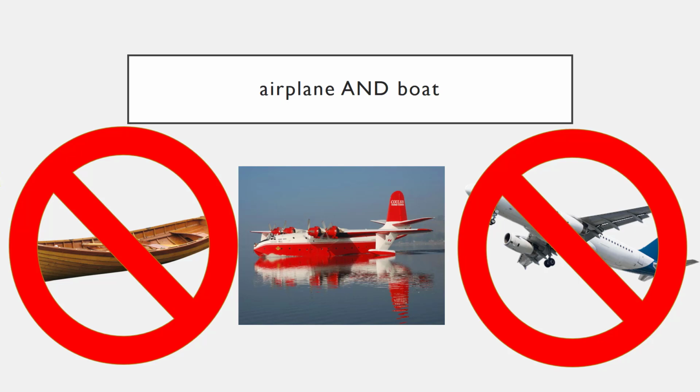Our next search is for an airplane AND boat. Our possible results are this boat plane, this boat, and this airplane. Both the boat and the airplane are eliminated because of our use of AND. The boat isn't also a plane, and the plane isn't also a boat. We're left with only the boat plane.